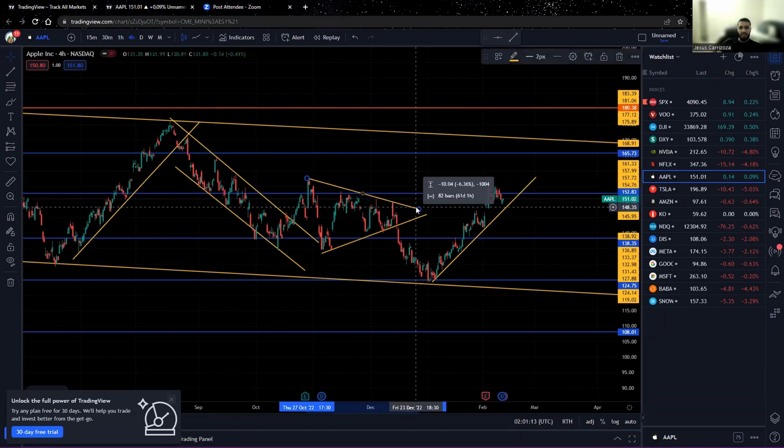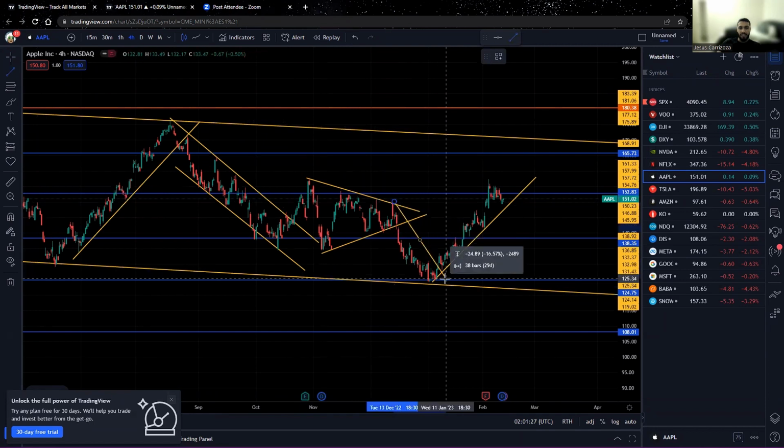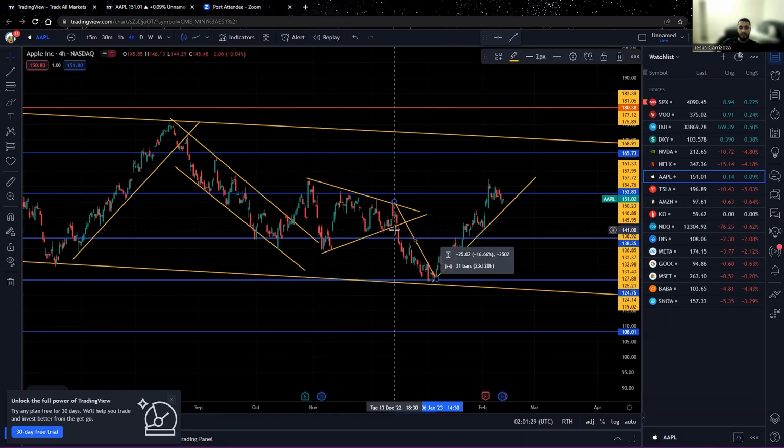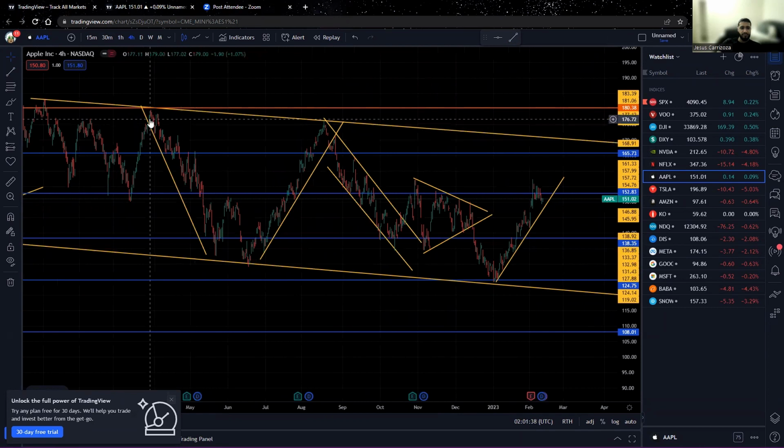But because it did respect this line more than 3 times, one, two, three, four, five, 6 times, and then one, two, three, four, and a few times right here, this is valid. I wouldn't call this a downtrend, well, it is a downtrend, but on a shorter time frame, right? Because it is so short, I wouldn't draw a line on it.